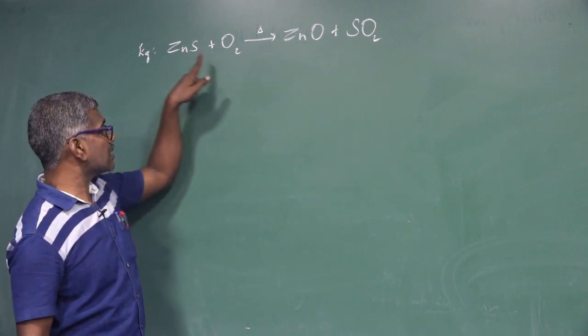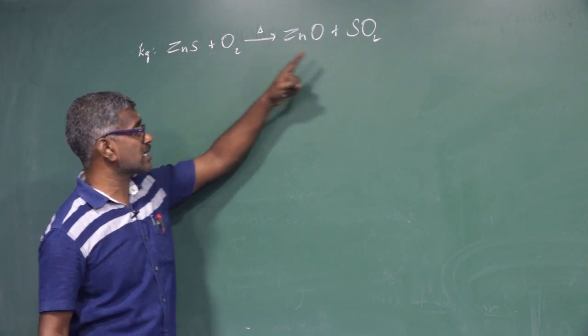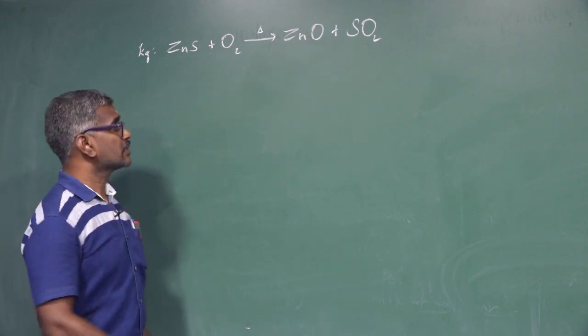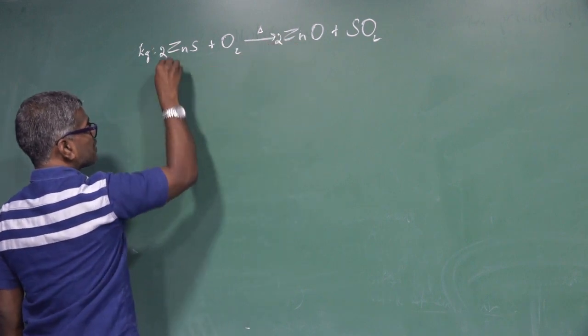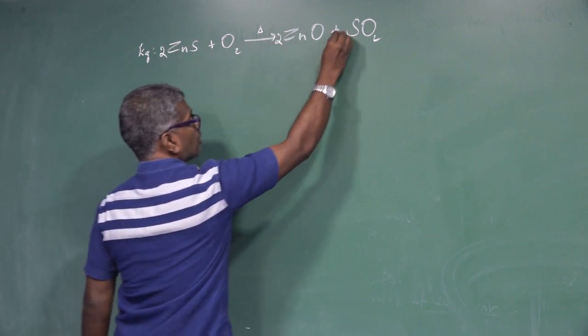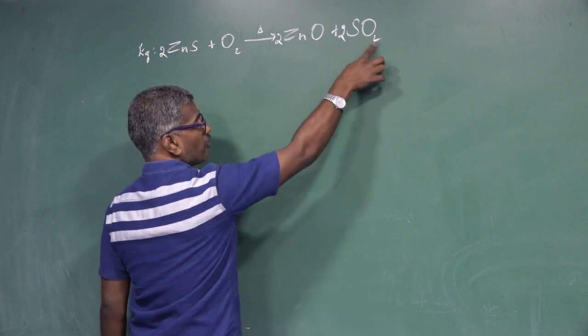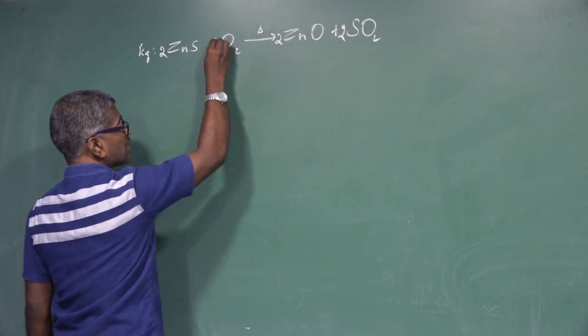Zinc, zinc, sulfur, sulfur, here 2 oxygen, here 3 oxygen. So how to balance the equation? Here 2 times, here 2 times. 2 zinc, 2 sulfur. Here 4 oxygen, here 2 oxygen, 2 times.